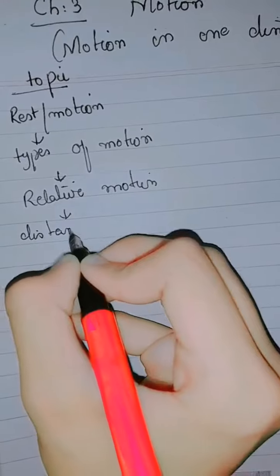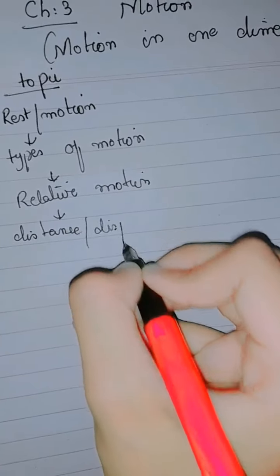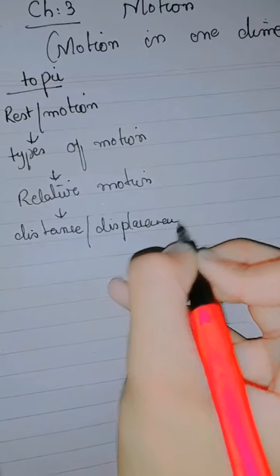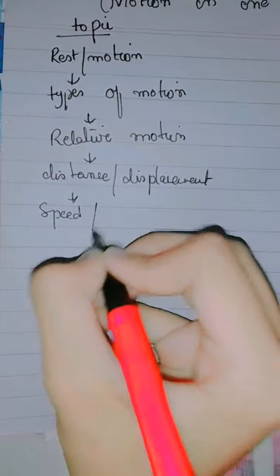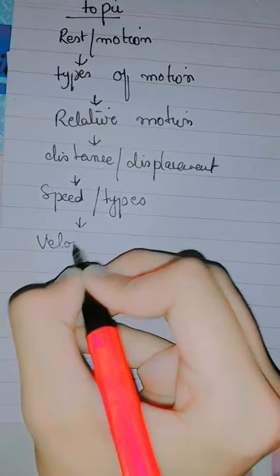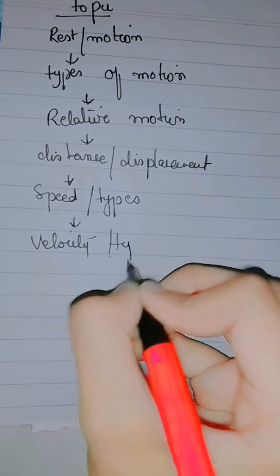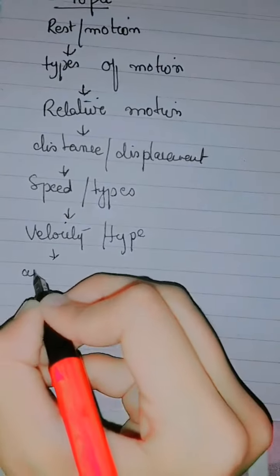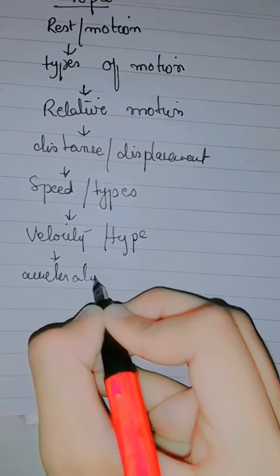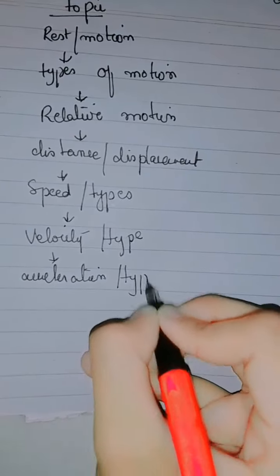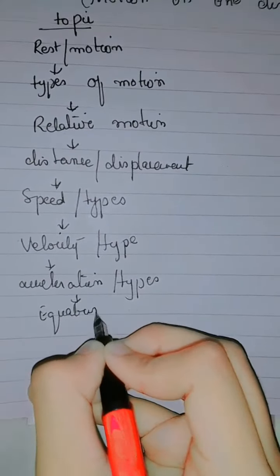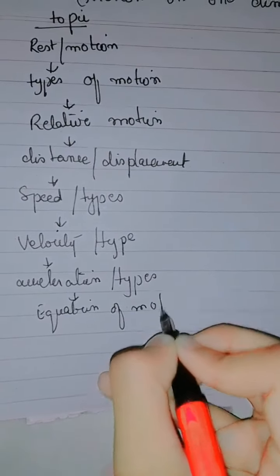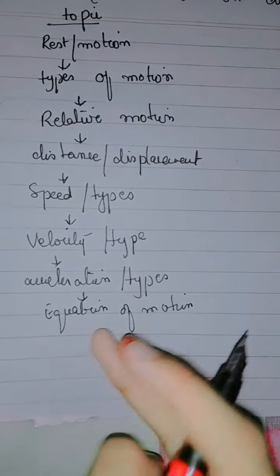distance and displacement, speed and its types, velocity and its types, acceleration and its types, equation of motion, that is, there are three equations of motion.